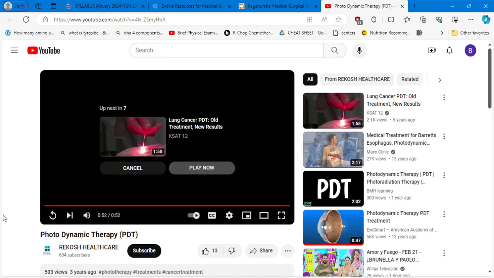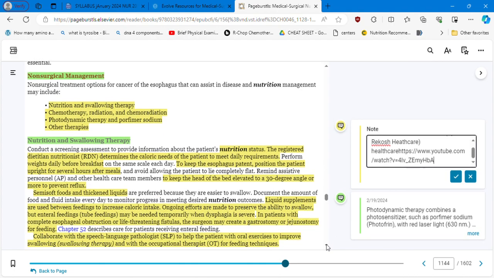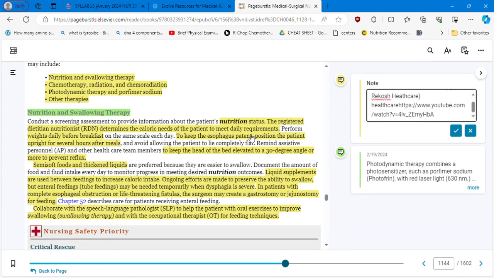Okay, thank you so much. So, nutrition and swallowing therapy. What are we going to do? We're going to review the nutrition status. The registered dietitian determines the caloric needs for the patient to meet daily requirements. Of course, because I am sure the patient, due to the dysphagia or odynophagia, right, is not eating properly to avoid pain, and probably lost weight because of this.